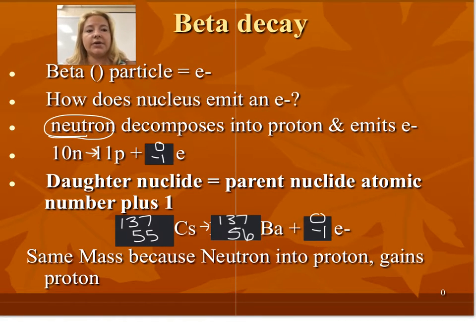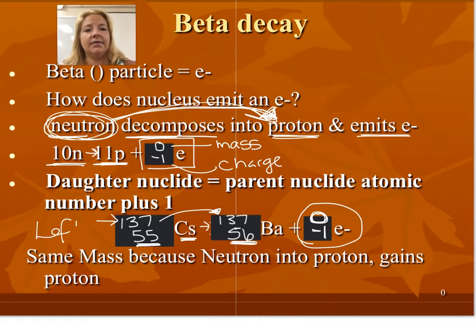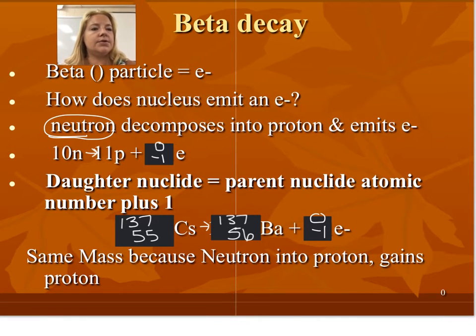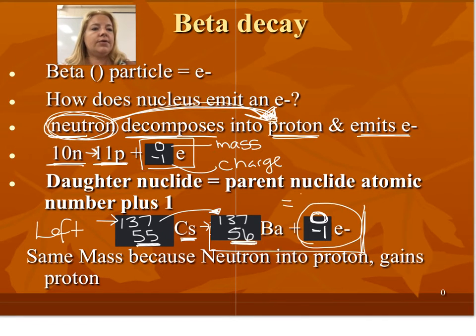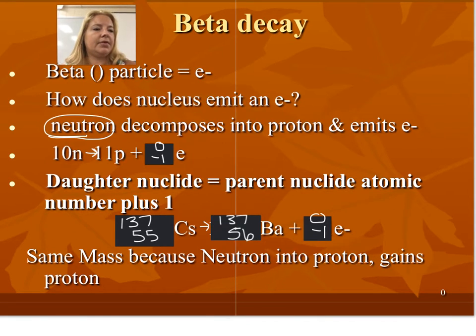Now, one way to always check these problems is basically like balancing a mathematical equation. Whatever I have on the left side has to be equal to whatever I have over here on the right side. So if you look at what I've got going on here on the right side, I have a mass of 137 in the barium and 0 in the electron. 137 plus 0 is a mass of 137.